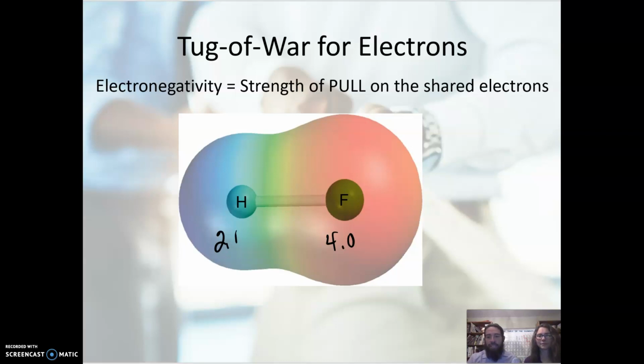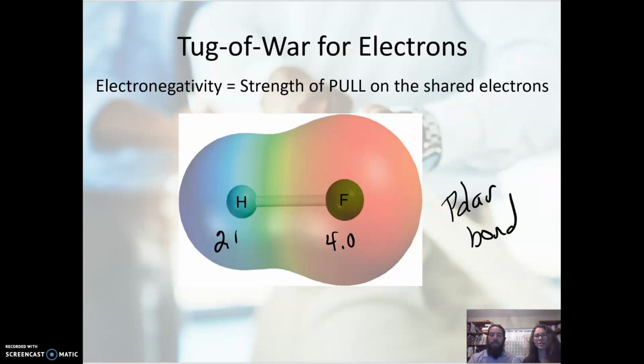It's kind of like if two kids went together to buy a video game that cost $100, and one of the kids had $80 and the other kid had $20. The kid that only donated $20 would probably not get to use the video game as much. Likewise, the electrons are going to be a little closer to fluorine here because of that higher electronegativity. And this unequal distribution of those electrons is going to create what we call a polar bond.